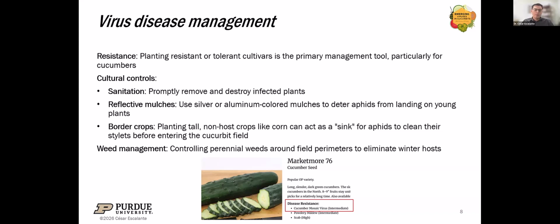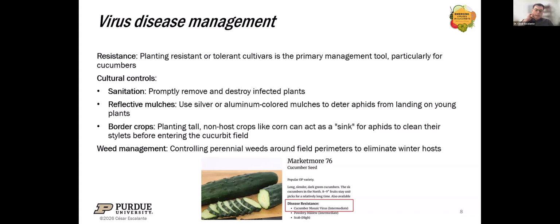And then you can also implement other practices like cultural controls, for example using reflective mulches that disorient the aphids and prevent them from landing on your fields. Also practice sanitation. If you see an infected plant, pull it up and bag it immediately and take it out of the field. Don't touch healthy plants after you touch an infected plant, because like I said, this virus is also transmitted mechanically, so you will get all the healthy plants infected if you do that.